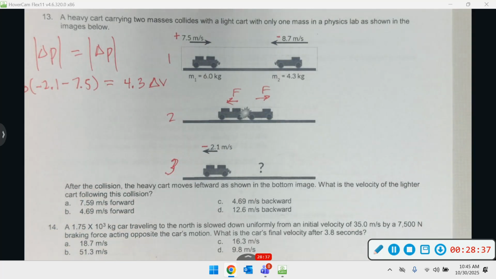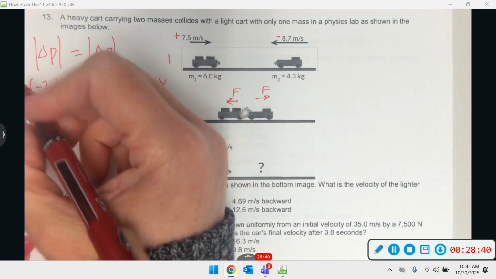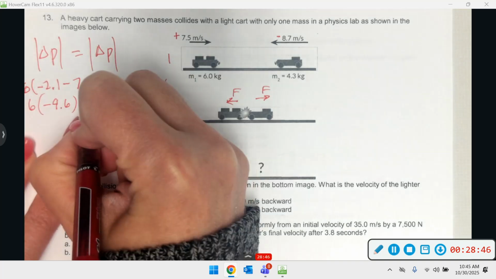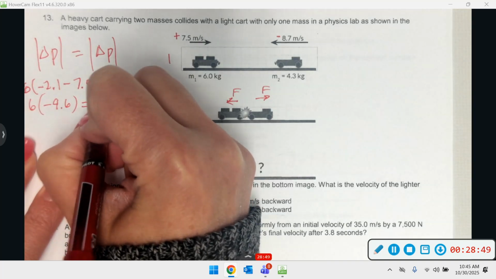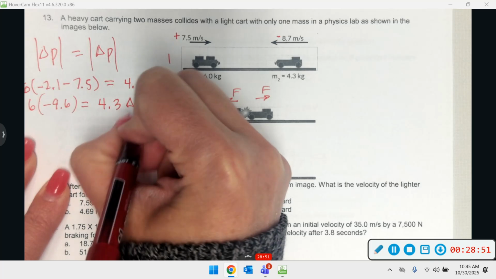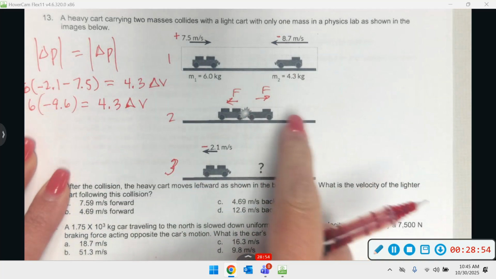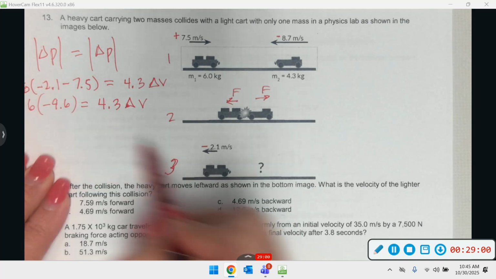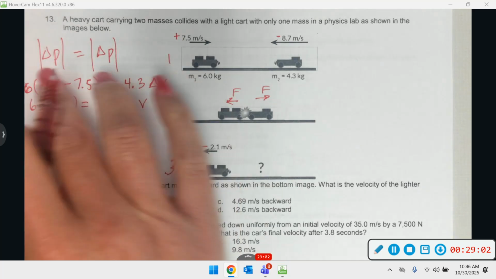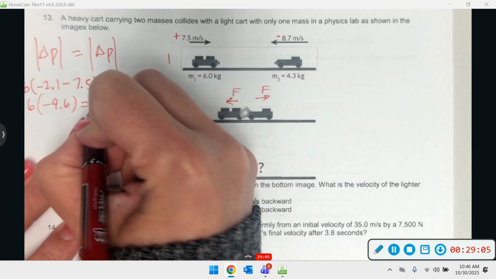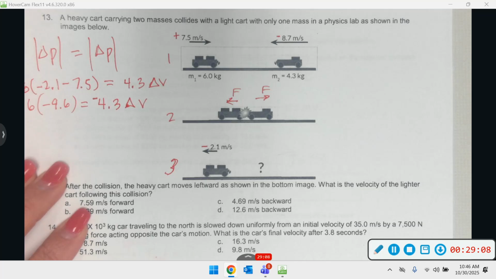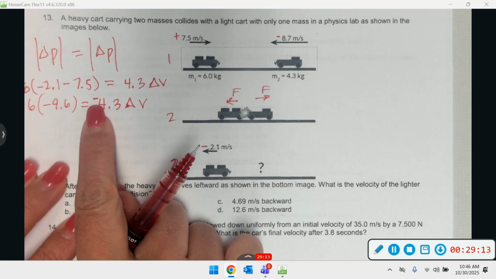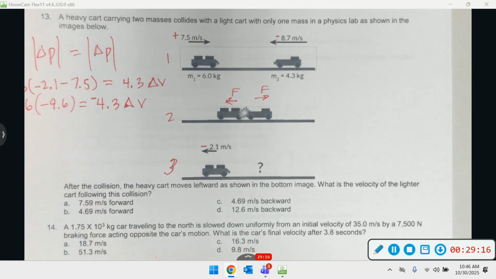So let's go ahead and subtract these. Negative 2.1 minus 7.5 is negative 9.6. And we're going to multiply that by 6, and we're going to set it equal to, at least equal in magnitude to this. Now I already know that this one had an initial negative velocity, and this one's going to have a negative change that way. So again, they're equal in magnitude, but I am going to tack a negative sign onto one of them. It doesn't really matter which one. I just need to make sure that I set them opposite signs. That's why I put a negative here. So let's go ahead and see what 6 times negative 9.6 is.